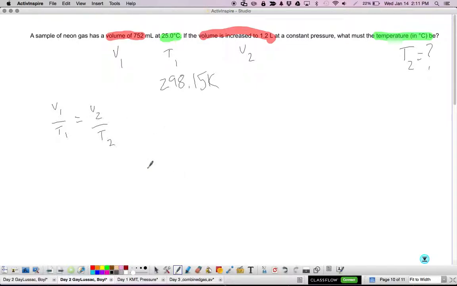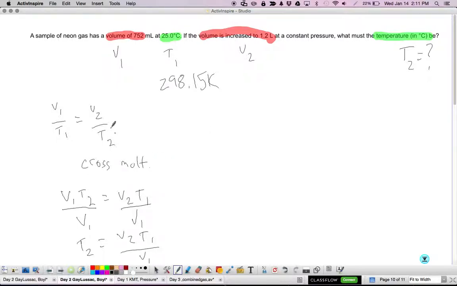All right? So there are two ways that you can do this. Okay? You can cross multiply. So if I cross multiply, I get V1 T2 equals V2 T1. Okay, then my next step is going to be to divide both sides by V1. So I get T2 equals V2 T1 over V1. All right, so that's one way.